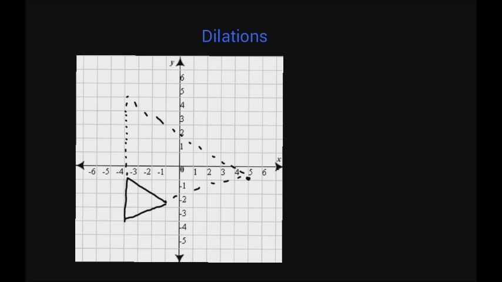Alright, we're going to talk about dilations today. A dilation is simply a figure changing in size. So here, the solid figure is always going to be our object, and the dashed figure is going to be our image. The solid figure is what we start with, and the dashed figure is what we changed it to after our dilation. Alright, so if you look at this triangle I got there, you'll notice a couple things.